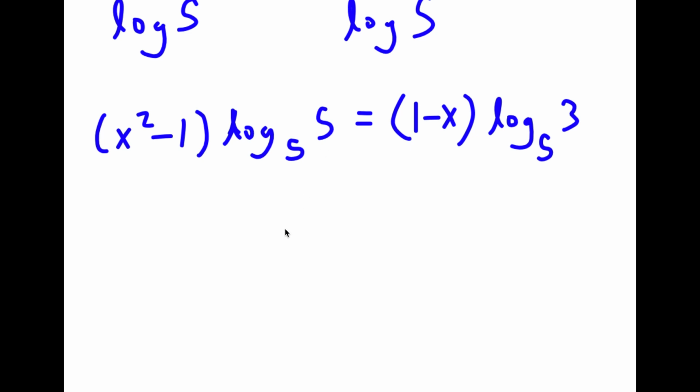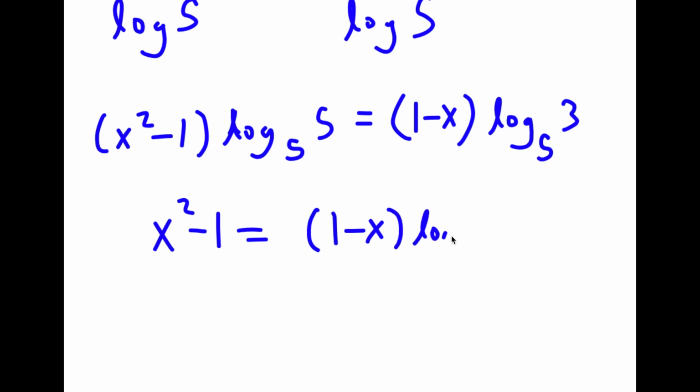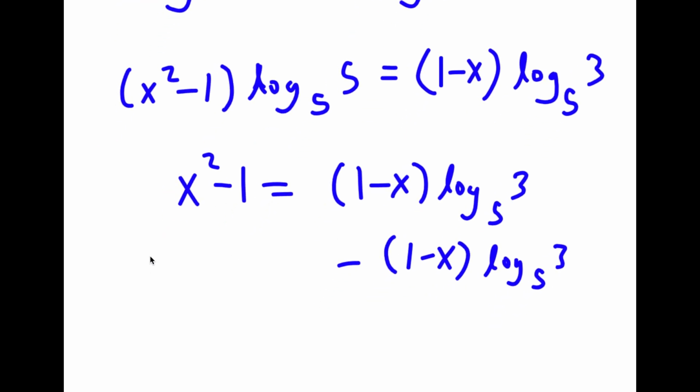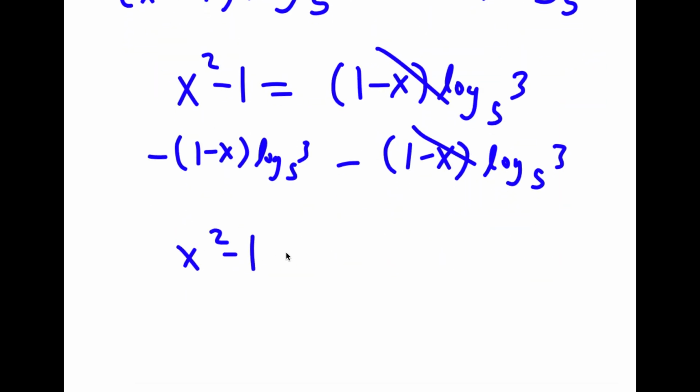Now log base 5 of 5 is obviously equal to 1. So now I have x squared minus 1 is equal to 1 minus x times log base 5 of 3. And now if I subtract 1 minus x times log base 5 of 3 on both sides, these two cancel out, and I get x squared minus 1 minus 1 minus x times log base 5 of 3 is equal to 0.